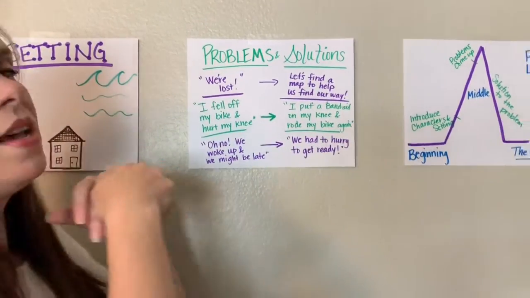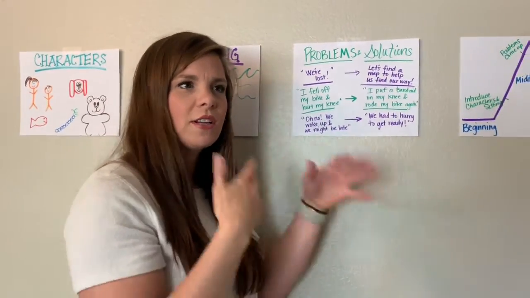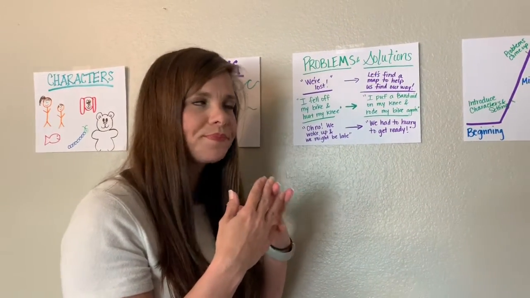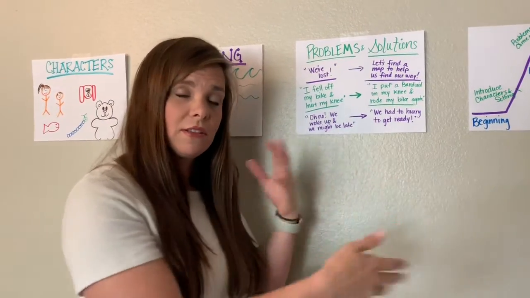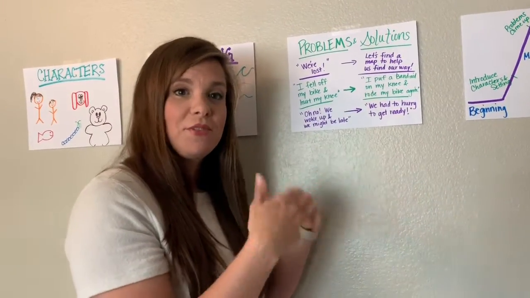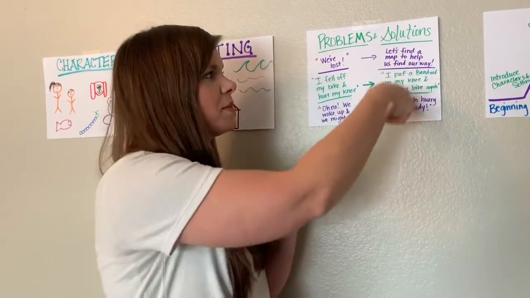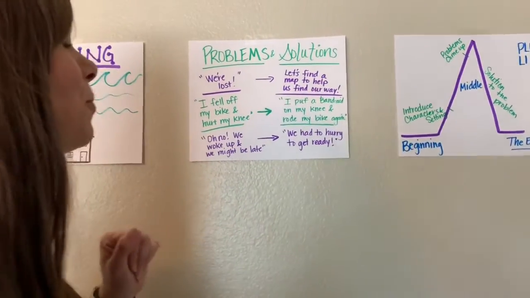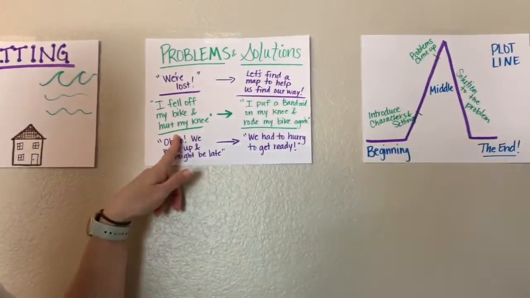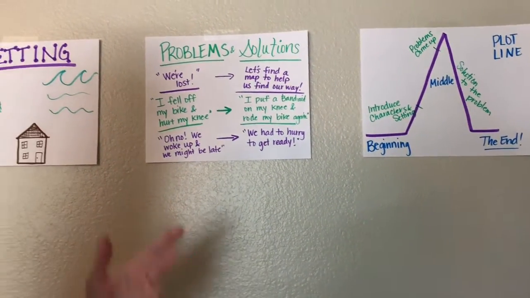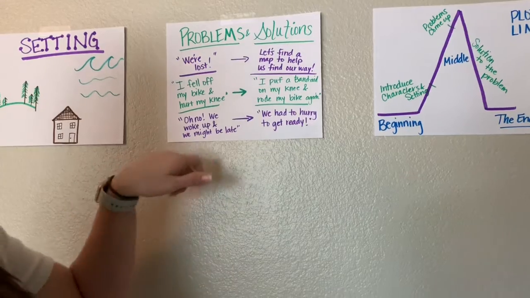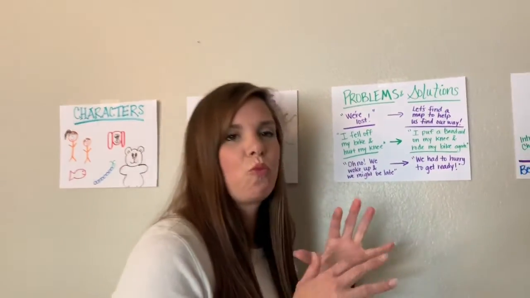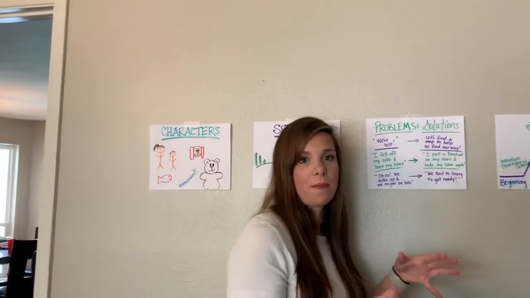So some solutions. As your story goes on, your characters are going to deal with that problem. It'll probably include other characters as well. Your character is going to solve those problems somehow. So these are just some solutions to these problems. We're lost, so let's find a map to help us find our way. Or if I fell off my bike and hurt my knee, I put a Band-Aid on my knee and I rode my bike again. Oh no, we woke up and we might be late, so we had to hurry to get ready. So those are just some simple solutions. Again, you're going to think of what is going to be the solution to your character's problem, okay?